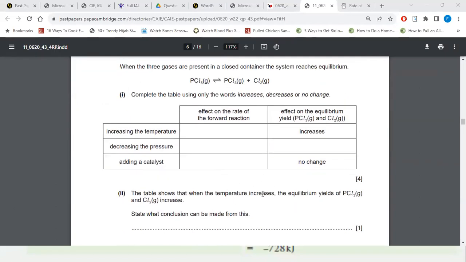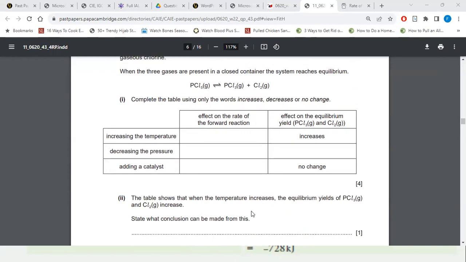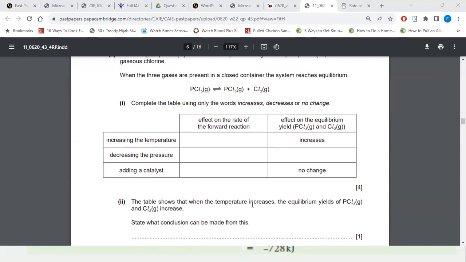The table shows that when the temperature increases, the equilibrium yields of product, these are your products, right? PCl3 and chlorine. So they're saying the equilibrium yields of PCl3 and Cl2 increase. State what conclusion can be made from this.